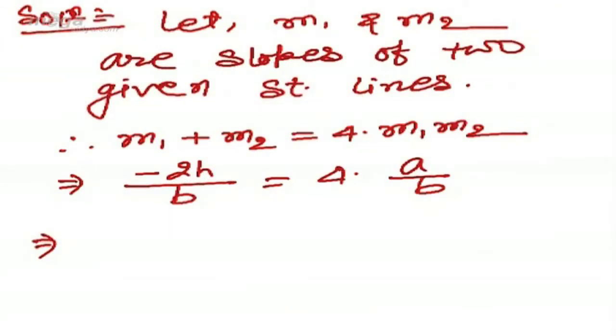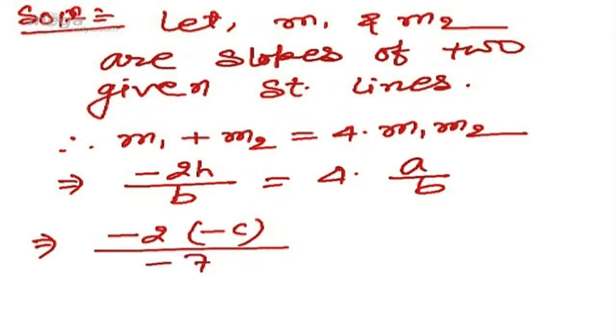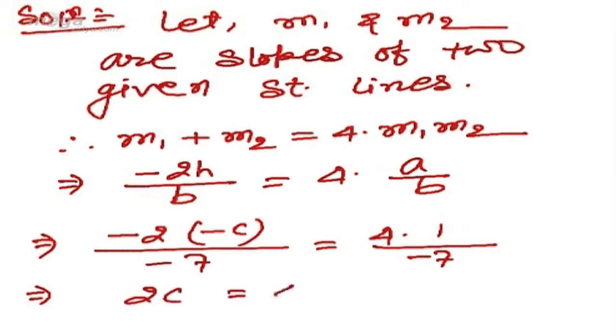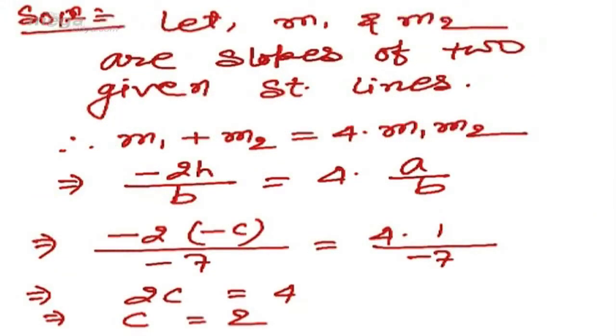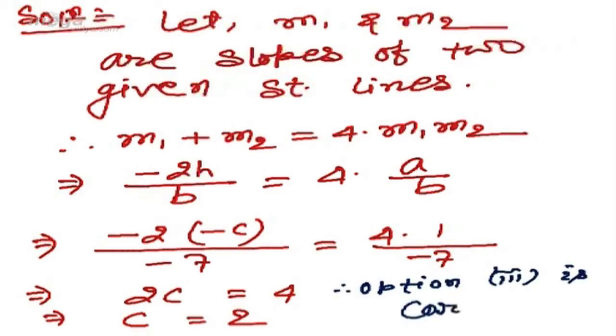So we'll substitute here: minus 2, h is minus c, b is minus 7, equal to 4 times a, which is 1, upon b, which is minus 7. The minus 7 gets cancelled out, and you get only 2c is equal to 4. So from here c is equal to 2, and hence option number 3 is the correct option.